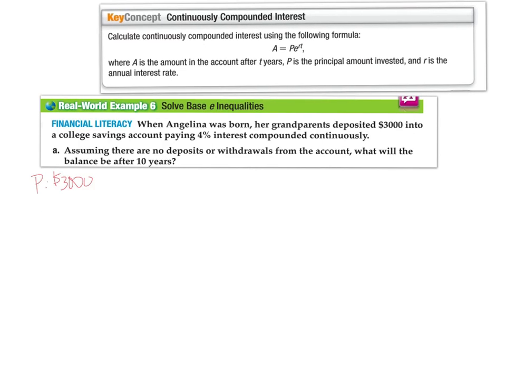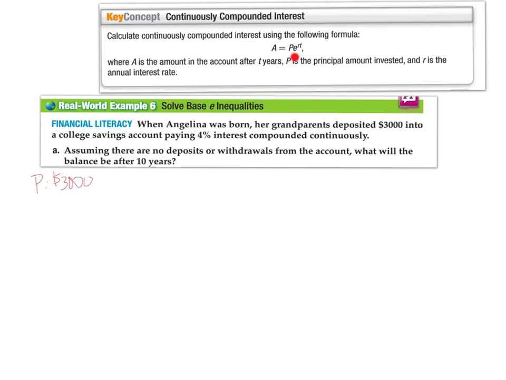Then remember, E is a number. R is the annual interest rate, so the annual interest rate is 4%. We write 4% as R equals 0.04 because we need it in a decimal. And now we need to tell how many years we have. T is equal to 10 years. Awesome. So now what we need to do is plug them into our formula.